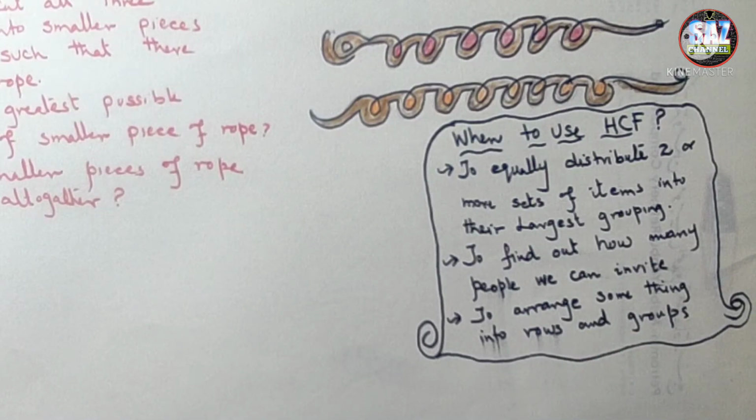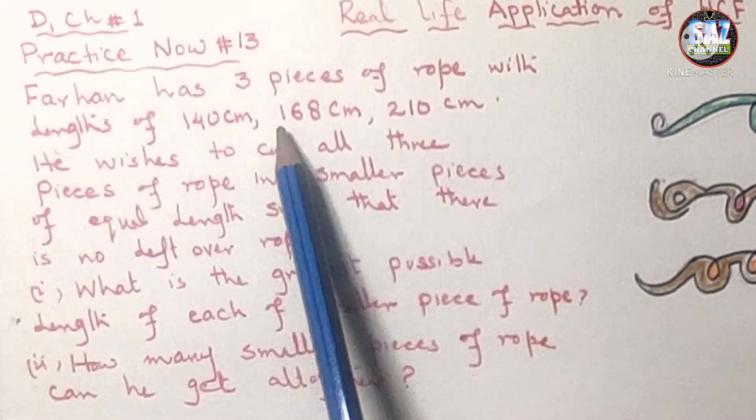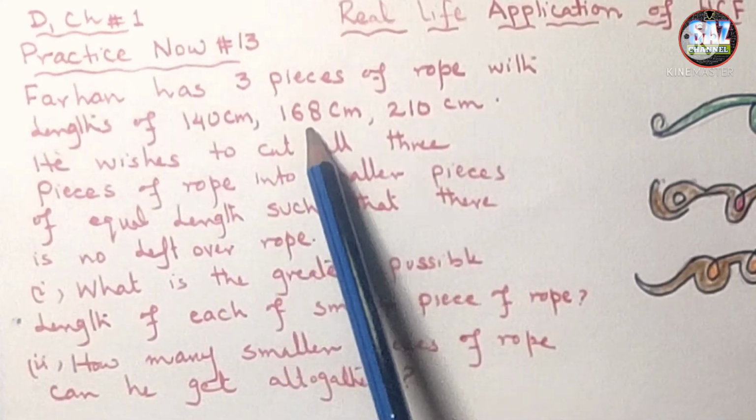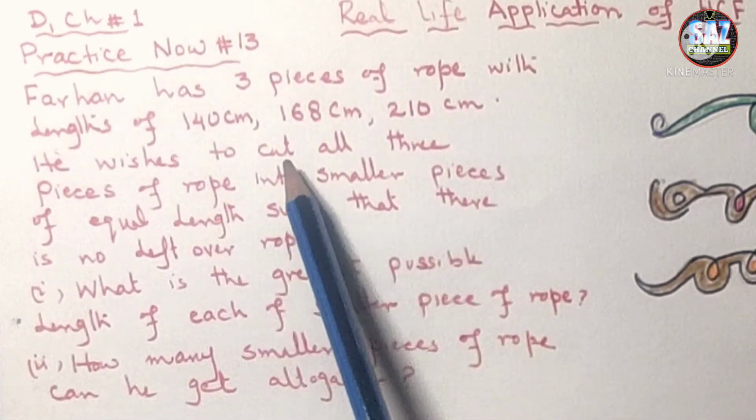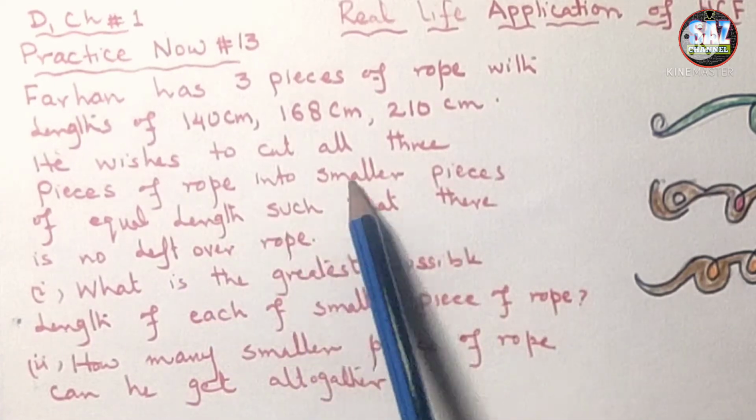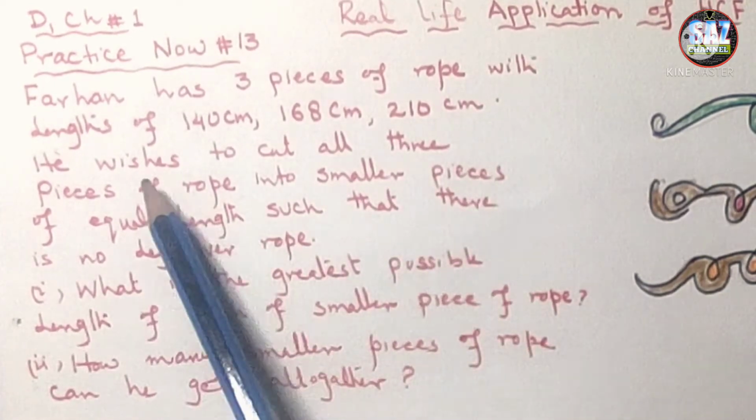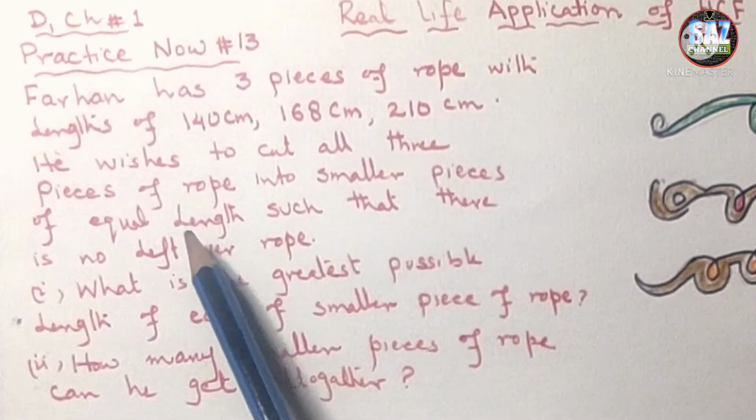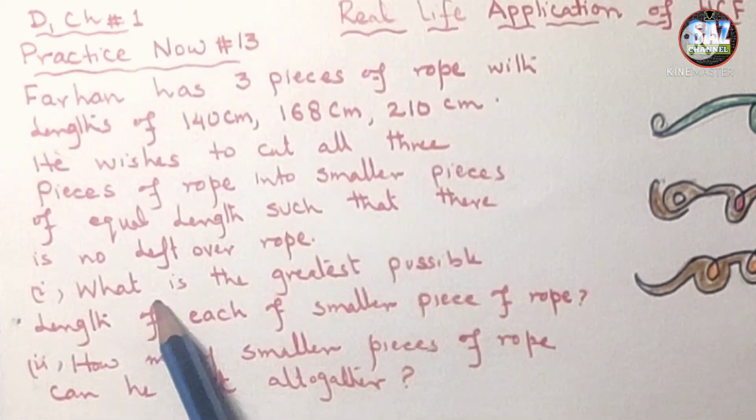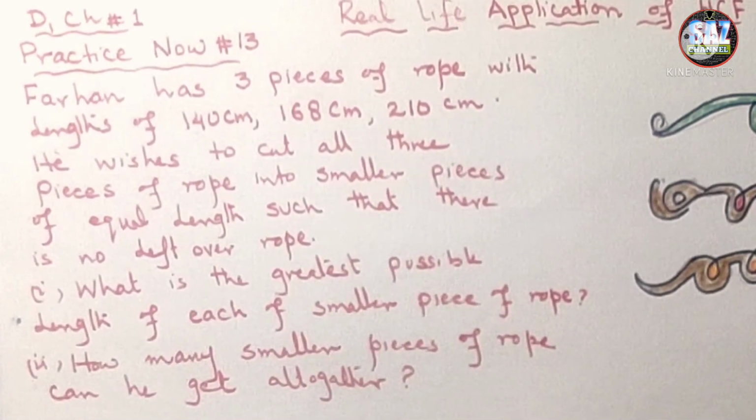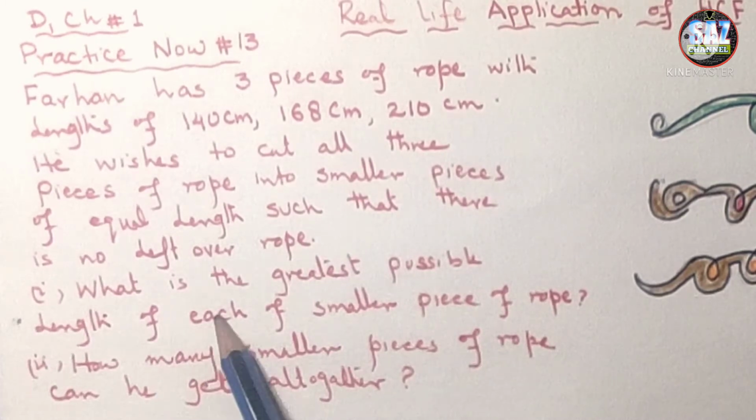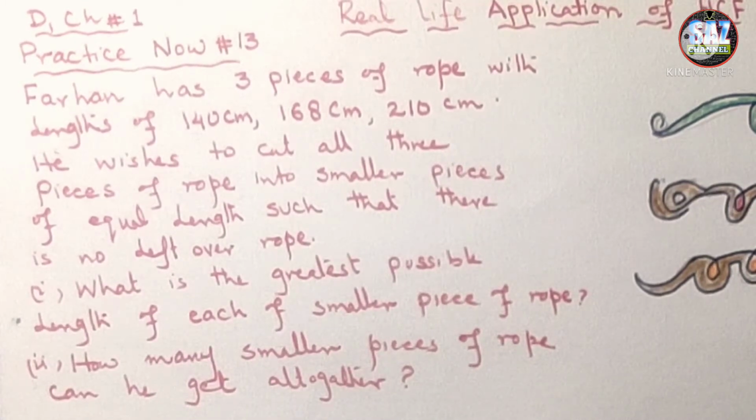So let's once again read the question carefully, and we can see that question says that Farhan has 3 pieces of ropes with the lengths 140, 168 and 210 centimeter. He wishes to cut all of the 3 pieces of rope into smaller pieces of equal lengths, okay, such that there is no leftover. The greatest possible length of each smaller piece of rope. So it means that we have to find the HCF, and we know that how to find the HCF.